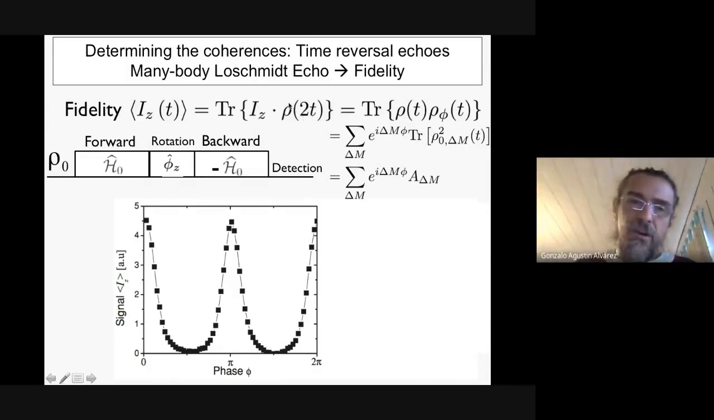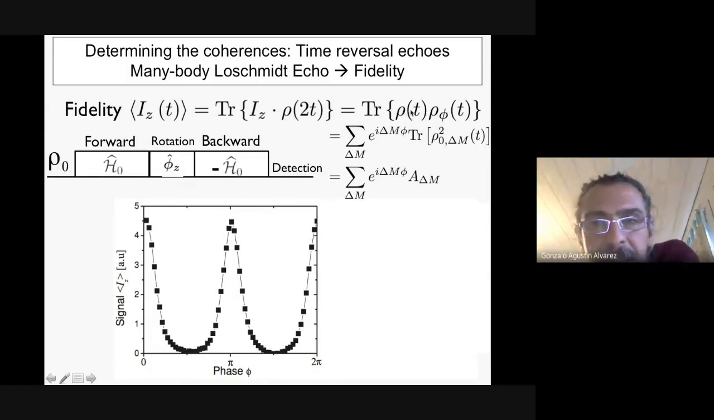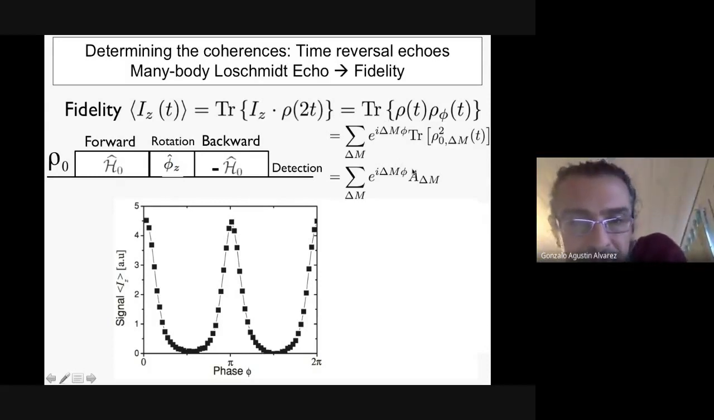If we reorder the evolution operators that appear here, this is equivalent to measuring a fidelity, the inner product that compares the density matrix that evolved in the forward evolution and was then rotated, with the backward evolution, which is rho of t. This gives me the fidelity, and if I apply the rotation, the elements of the different coherent orders of the density matrix acquire a phase proportional to delta M. So I will be able to look at the elements of the density matrix with different coherent orders because they will acquire a different phase. This is the trick I will use to measure the elements of the density matrix that have different coherent orders, using time reversal echoes.